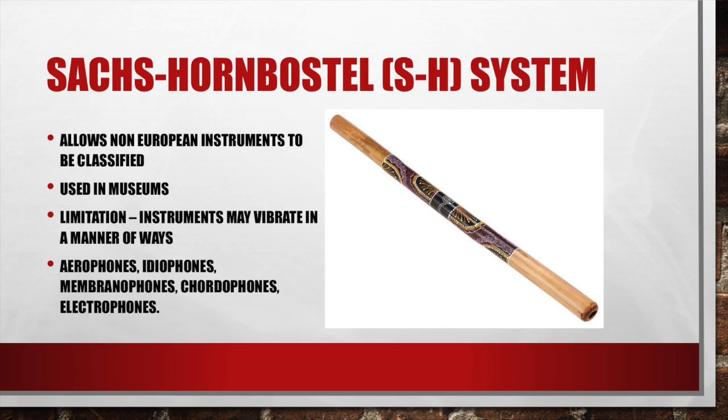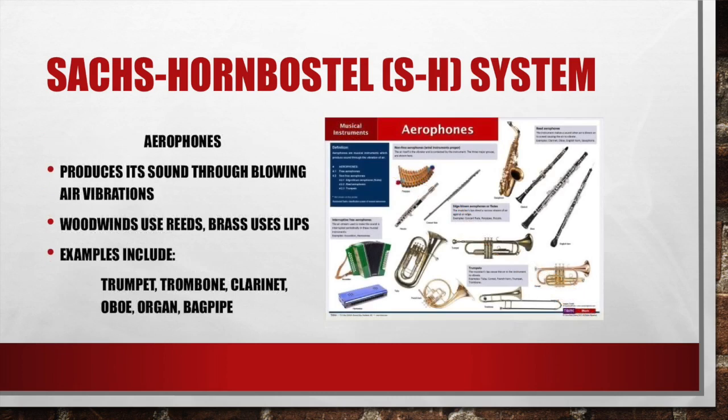A limitation to the SH method is that sound can be produced in more than one way, making classifications sometimes tricky. The 5 different classifications are aerophones, idiophones, membranophones, chordophones, and electrophones. Like the name suggests, an aerophone produces sound by blowing air through or around the instrument. For example, both woodwind and brass instruments can be aerophones, as they both use a vibrating mouthpiece to create sound.